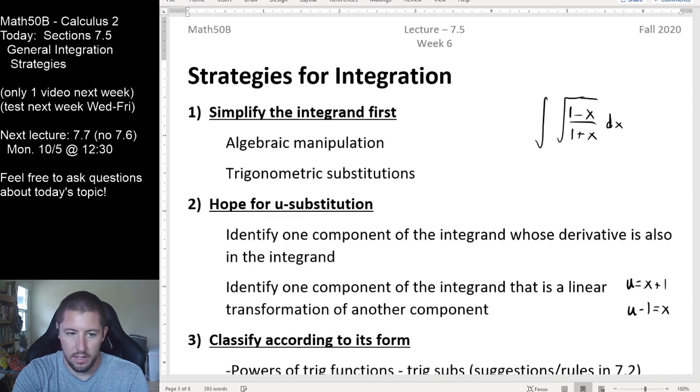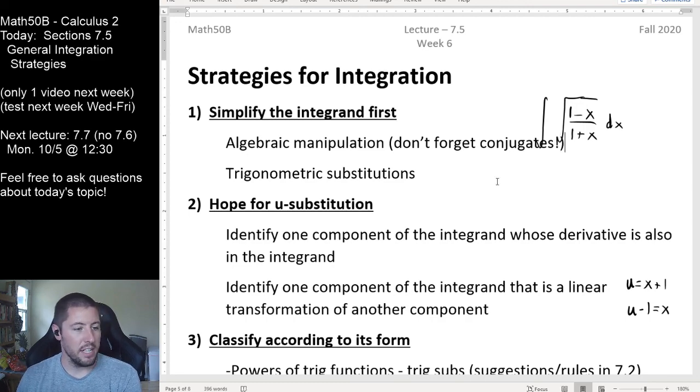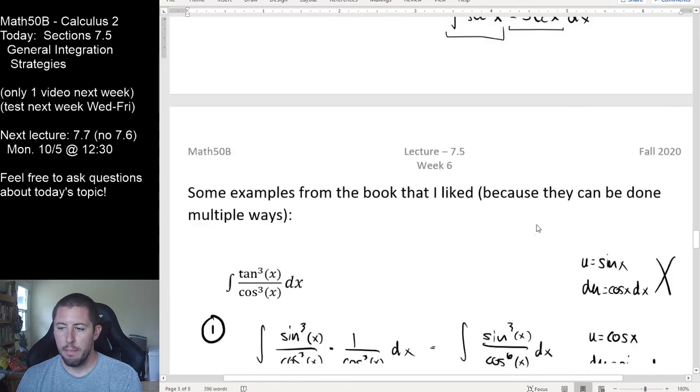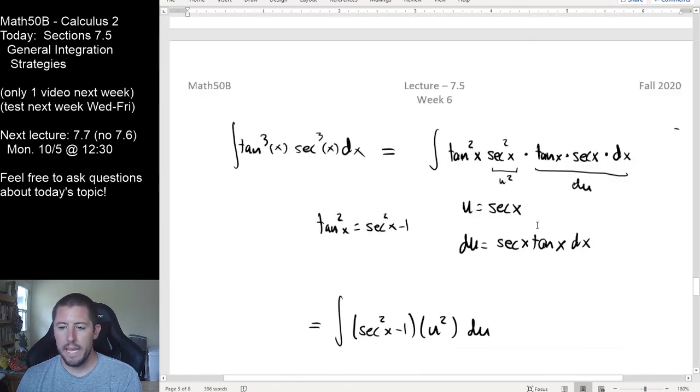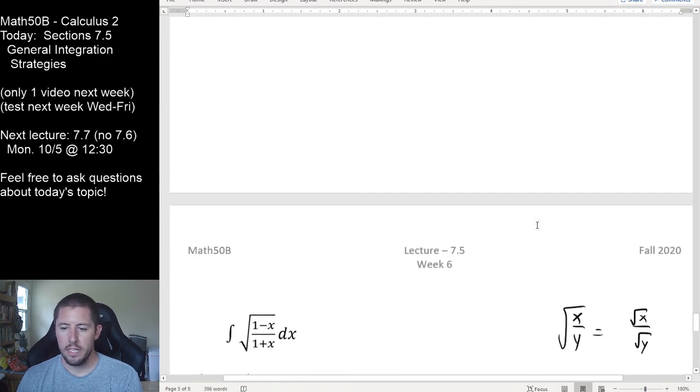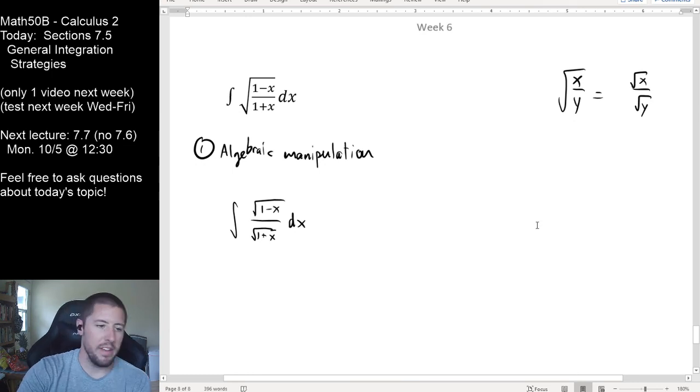Oh, I don't want to hit enter that late. I'm going to make that statement. Don't forget conjugates. Remember that multiplying by a conjugate is a good way to make something look different. And one of the nice things that conjugates do is they end up giving us a squared representation of something.